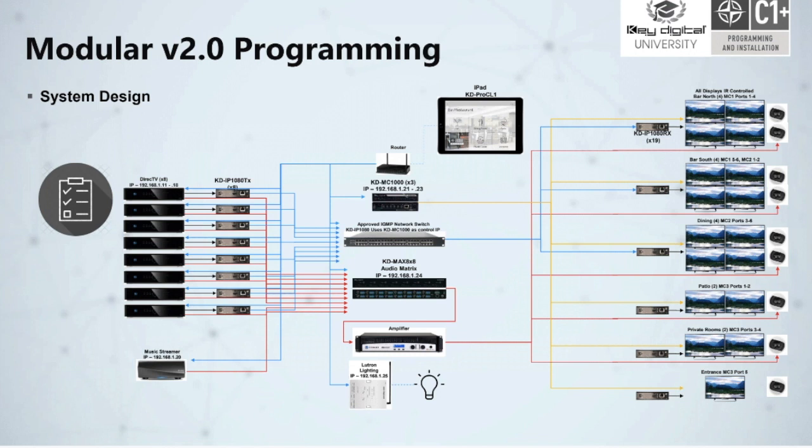We'll be controlling 8 DirecTV boxes via IP, which allows us to reduce the amount of control ports needed from our master controller. We'll have music streaming from a Denon HEOS player. We'll have our master controllers, once again, 3 of them, because they are 7-port controllers, and we have 19 displays that we need to control via IR in this case.